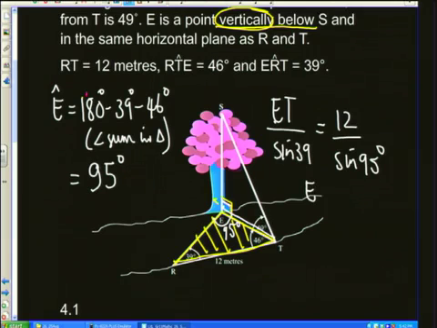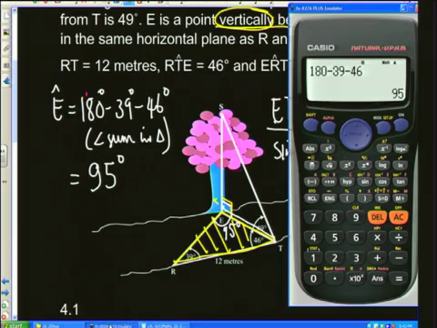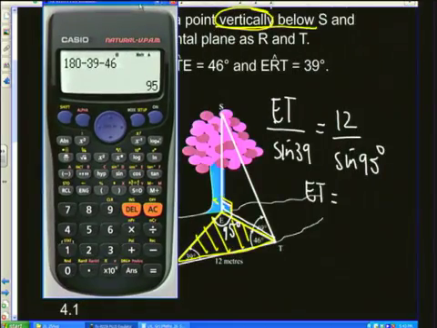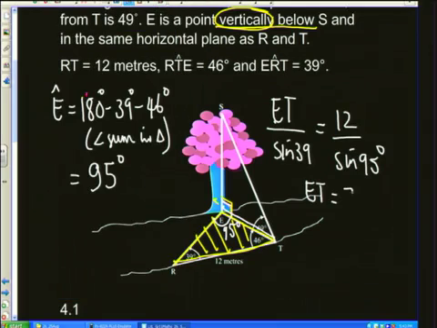So ET is equal to 12 divided by sine 95, and then multiplied by sine of 39. And we get 7,6 if we round off to 1 decimal place. So we've got 7,6 meters. That is the distance between the foot of the tower and person T that's on the other bank.